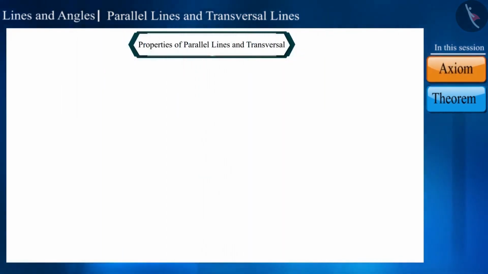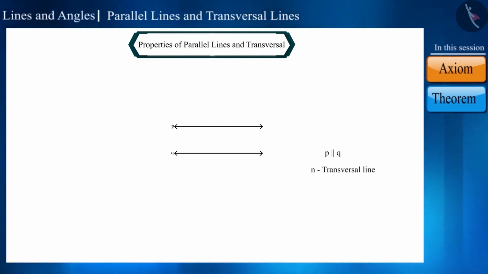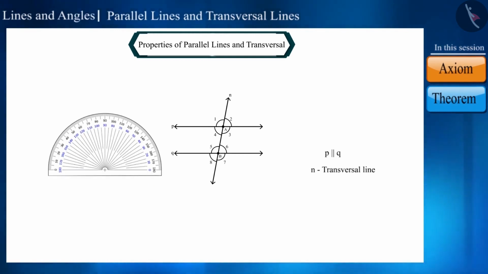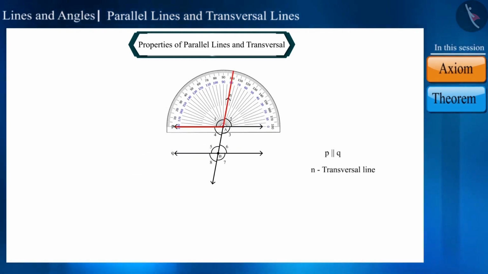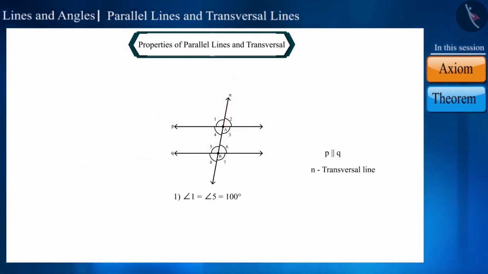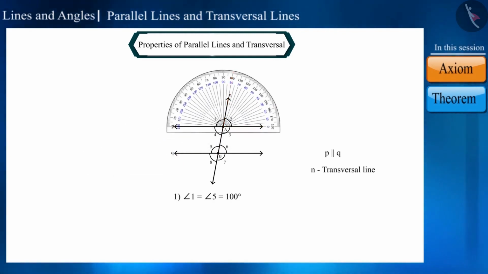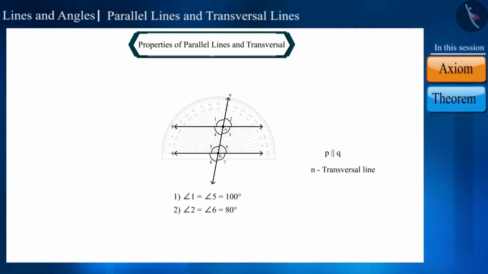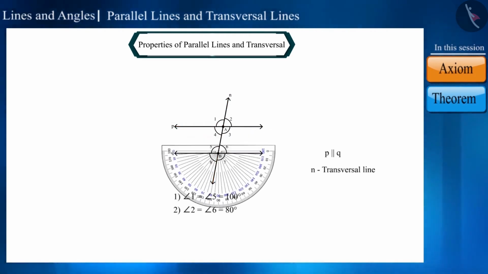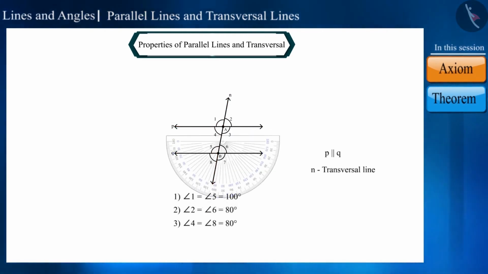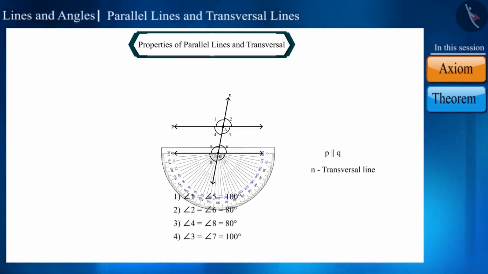Let's draw two lines P and Q, which are parallel to each other, and a transversal N which intersects them at points A and B respectively. Now with the help of a protractor, let's measure the pair of corresponding angles. Here you can see that angle 1 is equal to angle 5. Angle 2 is equal to angle 6. Angle 4 is equal to angle 8. And angle 3 is equal to angle 7.